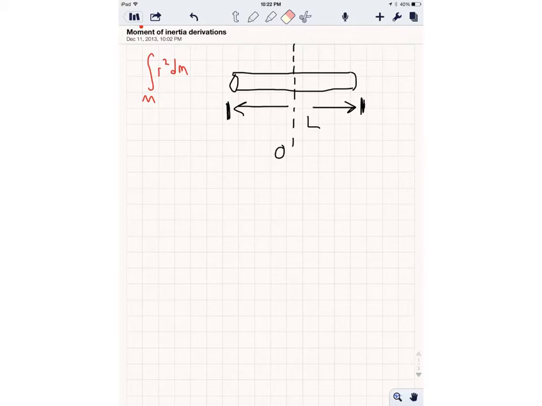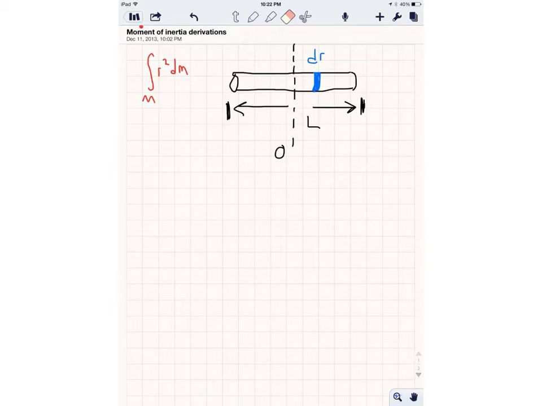We'll start with a simple thin rod. So the rod has an entire length of big L and is very thin in the y direction and z direction, the other two dimensions. We're interested in the moment of inertia of this rod about an axis through its center of mass. This is denoted by the dotted line shown here.